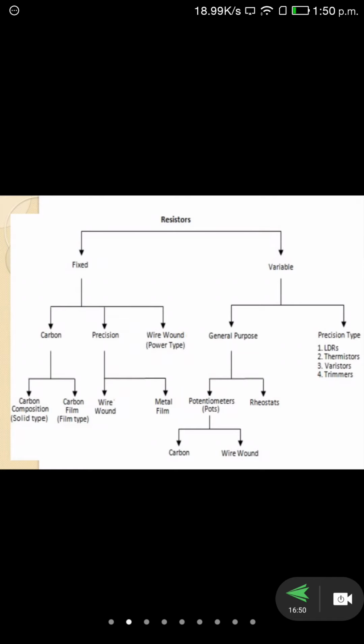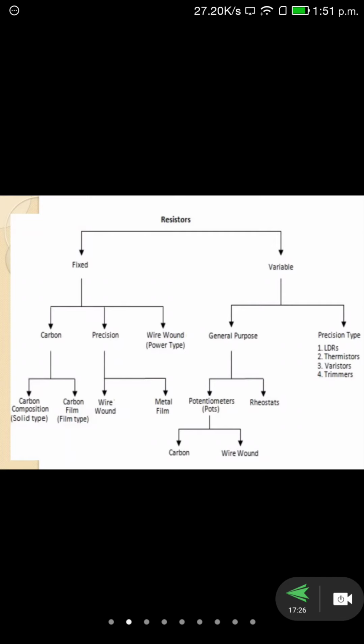We are selecting a metal lead, and the resistive composing material will be placed on that rod or lead. That type of structure is called a carbon composition type. Second one, carbon film type. The word itself says a film is used. The film, made up of carbon, is wound around a lead. That type of structure is called a carbon film resistor.